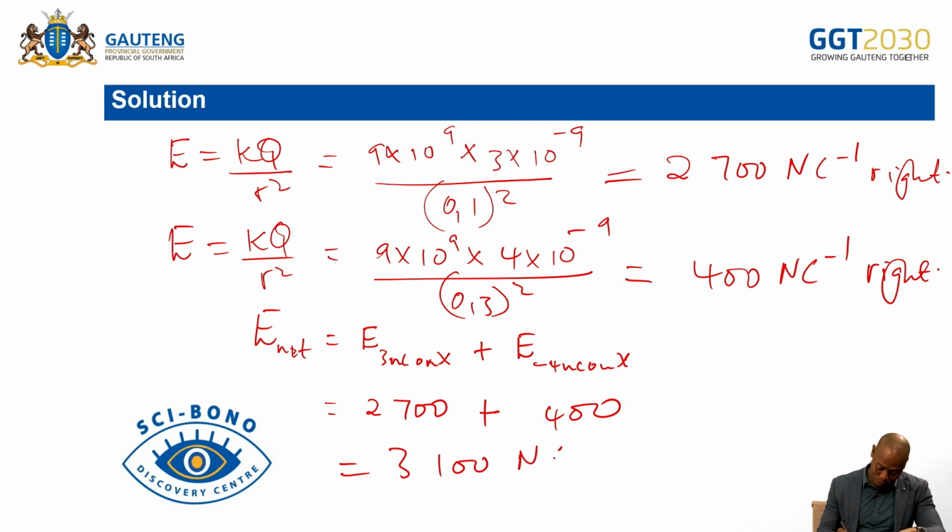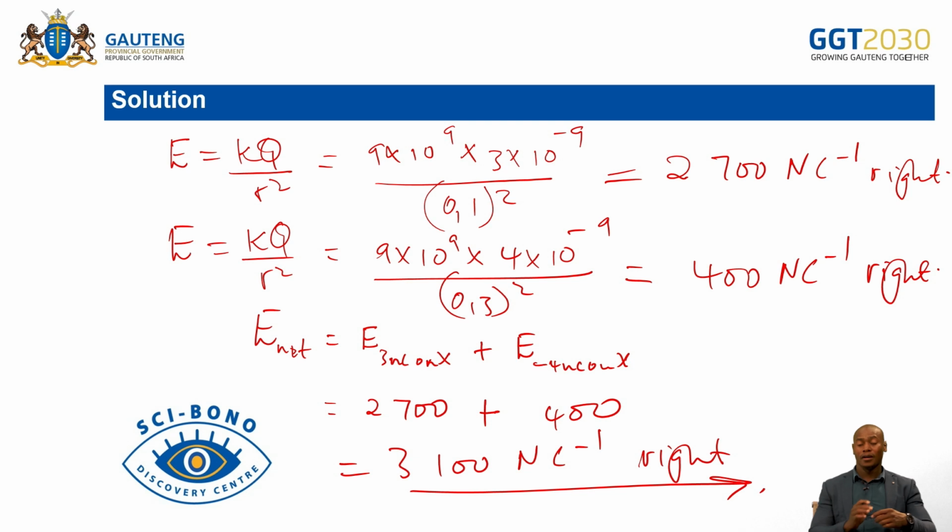3,100 newtons per coulomb, obviously in the same direction. So these are some of the things that you need to be able to do when we are dealing with electric field at a point, calculating the net.